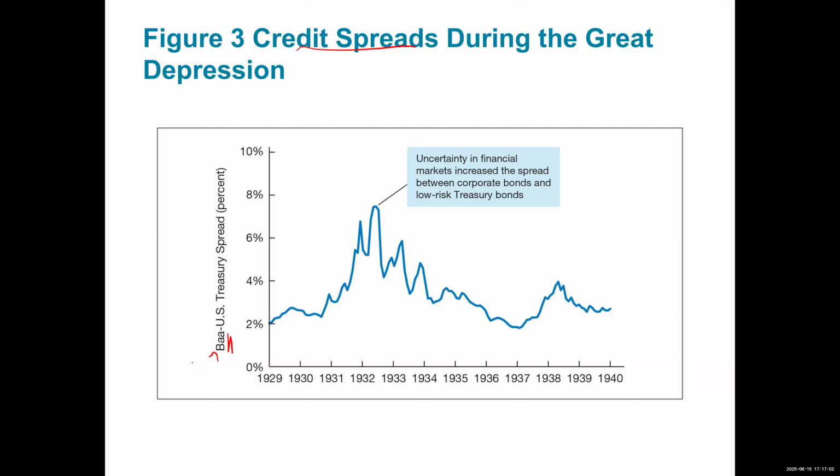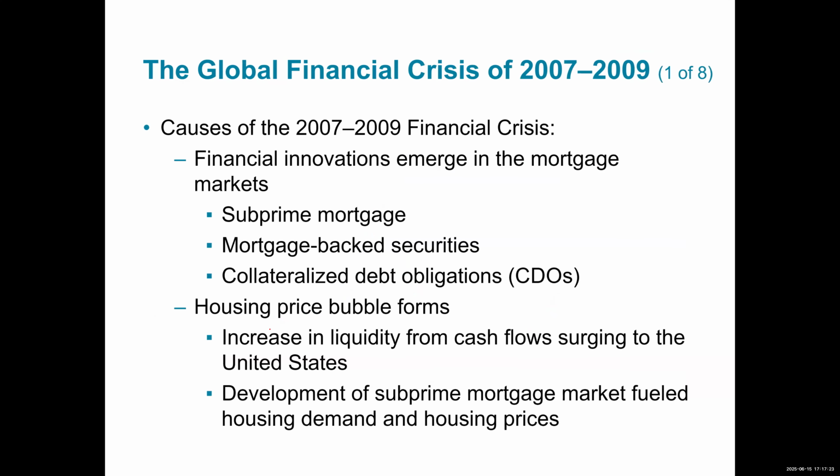So let's say the interest rate on a U.S. Treasury bond was 2% at the beginning of the Great Depression, and the interest rate on a corporate bond, which is rated triple B, is 4%. So the difference in this interest rate is what we call the what? The credit spread. Okay.